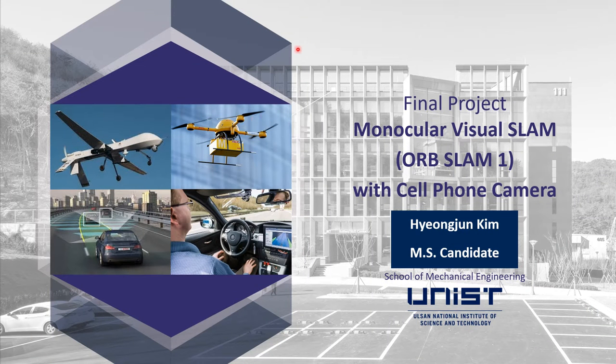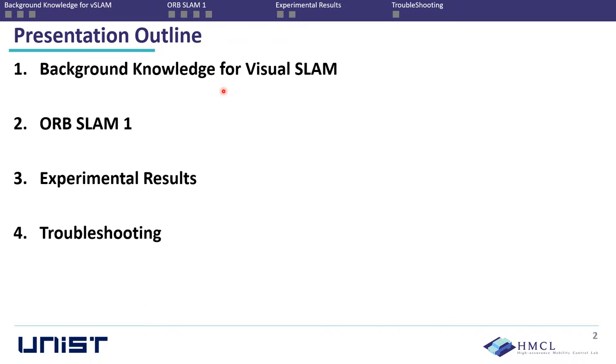Hello, I implemented VSLAM 1, which is one of the monocular visual SLAMs using a mobile phone camera, as a final project. First, I will briefly introduce the necessary notions in the computer vision field, such as feature detection and description. And then I will look through the VSLAM 1 algorithm with 4 pipelines. Lastly, I will show my experimental results and conclude with troubleshooting.